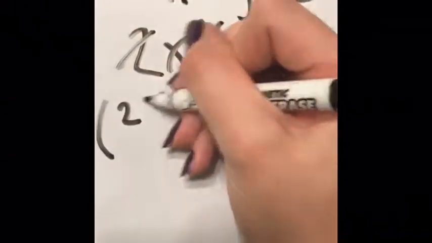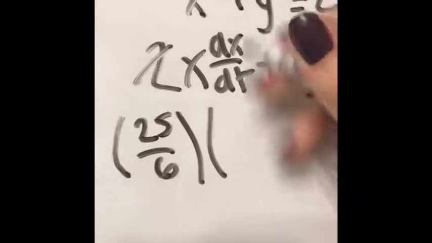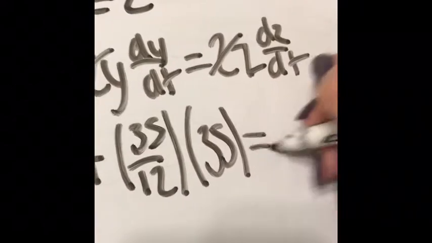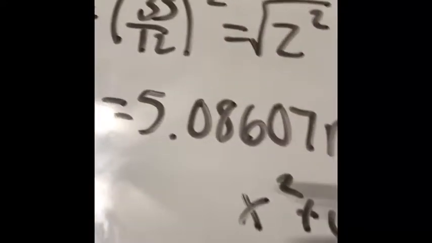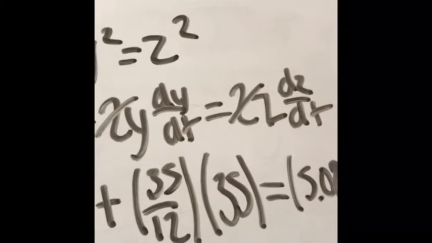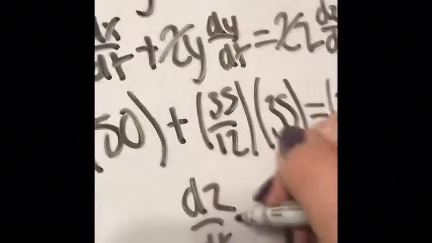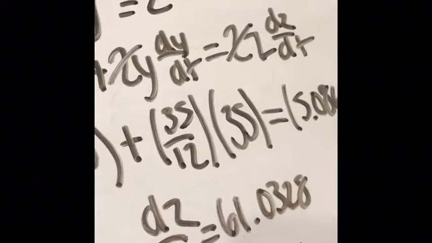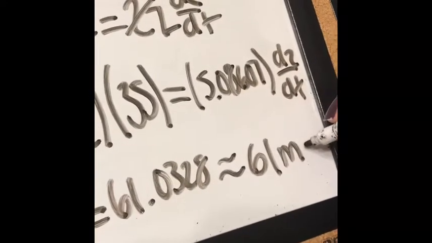So x we got as 25 over 6 miles times dx/dt, the problem gave us 50 miles per hour, plus the y we found was 35 over 12 miles, and it gave us 35 miles per hour. And z we just found was 5.08607 miles, and so we're looking for dz/dt. And once you solve this all out, you get dz/dt equals 61.0328 miles per hour, but the problem asked you to round to the nearest whole number, so 61 miles per hour is your answer.